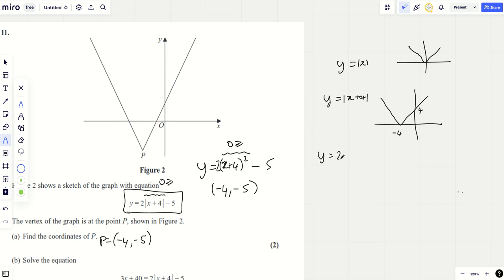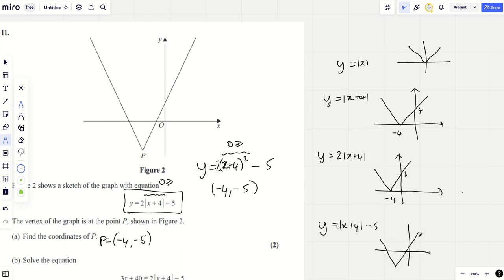This just stretches it in the y direction by a scale factor of 2. Apologies, I haven't properly labelled it because I'm just doing some very quick sketches to try and build up how I get to this graph. Now all that does is double the y coordinates. It doesn't change minus 4 there, but it changes this 4 up here into an 8, because now when x is 0, y is 8. Okay, and then lastly, we just moved it down 5. And that's why it's at minus 4, minus 5 there.